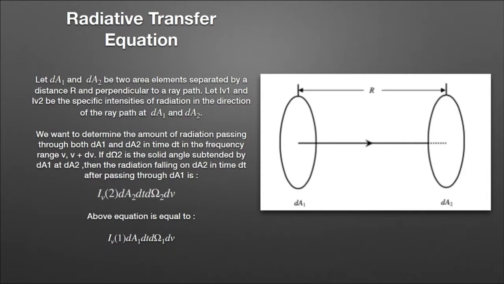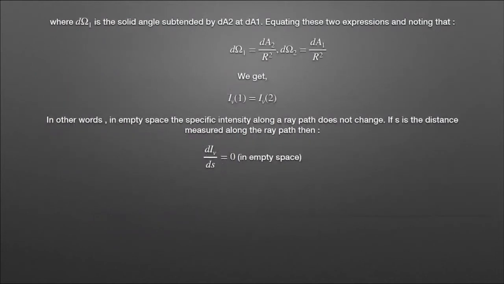As we have derived earlier, the specific intensity at a point, at dA1, will be Iν dA2 dt dΩ2 dν. And that is equal to the same radiation emitted by dA2, that is Iν dA1 dt dΩ1 dν. Where dΩ1 is the solid angle subtended by dA2 at dA1. So when we equate these two expressions, we note that the specific intensities are equal to each other.